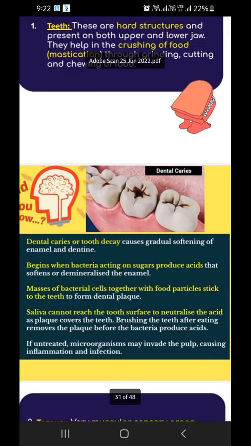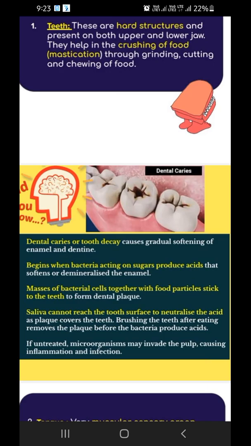On the 31st slide, dental caries, or tooth decay, is the gradual softening of enamel and dentine. It begins when bacteria acting on sugar produce acids, and this is caused by Streptococcus mutans bacteria. This can also come in the exam as a 1 mark question, so please remember that dental caries are caused by Streptococcus mutans.